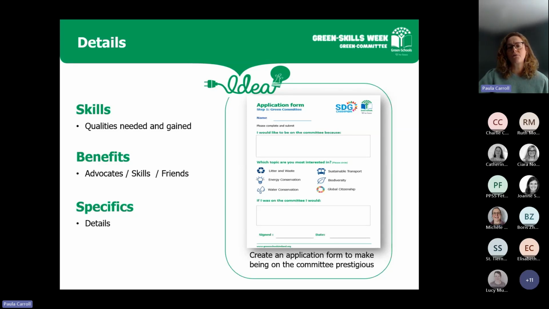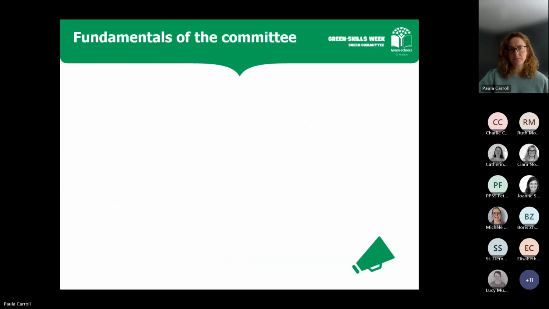But a good way of getting people is to have application forms. If you're in a really big school, you might get a lot of people applying for your committee. And realistically, a committee of 50, 60 students isn't going to work too well. So you could introduce application forms for the student, get them to sell themselves. How can they be of benefit to your committee? What can they bring to the table?